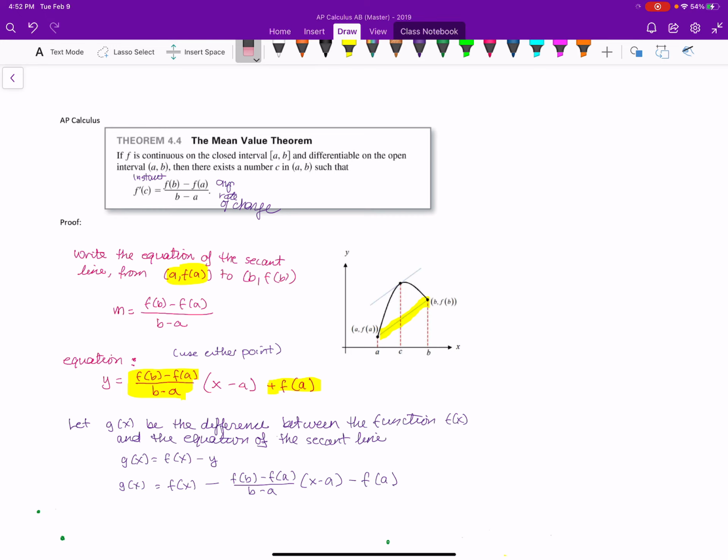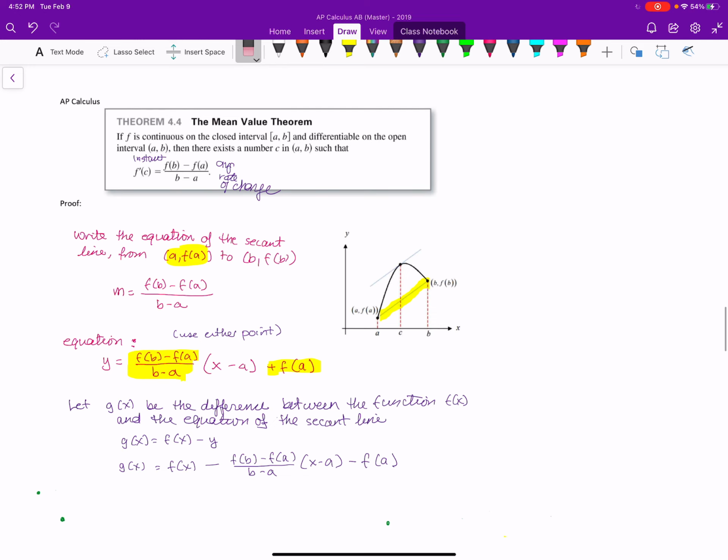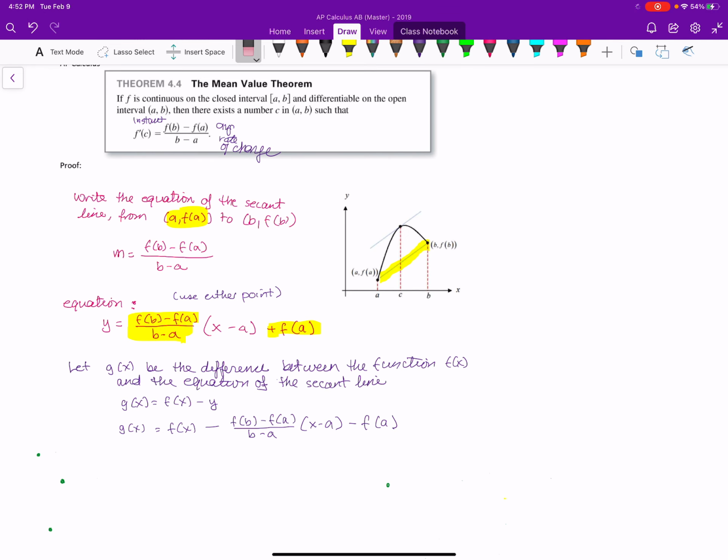Then we're going to take that and let g of x be the difference between the function f that we're talking about and this equation of the secant line. So essentially, I'm taking a continuous function that's differentiable and subtracting another continuous function that's differentiable. So I know already that the result, g of x, will end up being differentiable and continuous, but that comes up a little bit later. So I'm defining g of x as being the difference between f of x, the function we were talking about initially, and the line of the secant that I created using the endpoints.